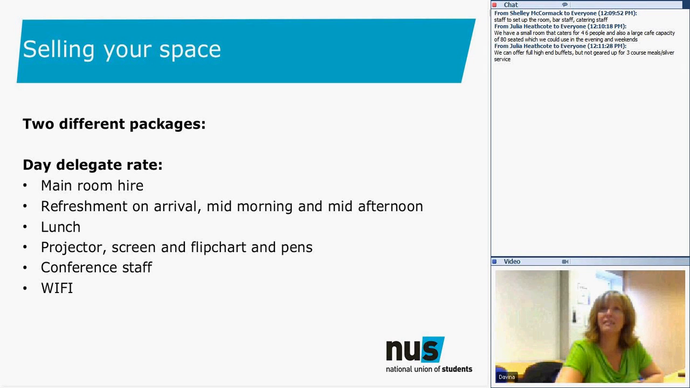To this, like pens and paper, etc. Obviously, that would increase your day delegate rate, and a lot of times, especially if it's an NUS event, the students or the delegates actually bring the paper and their pens with them. So I wouldn't necessarily consider that. You could do a tiered day delegate rate.